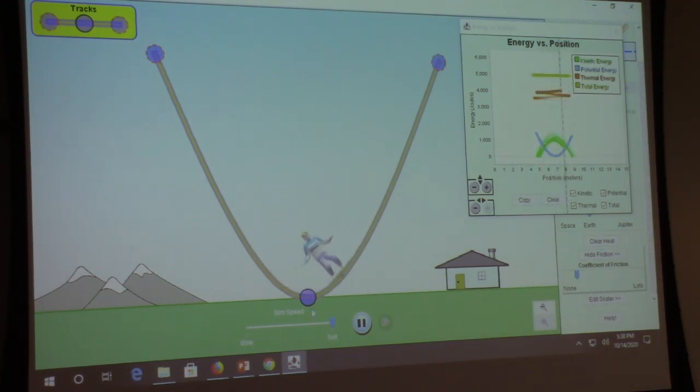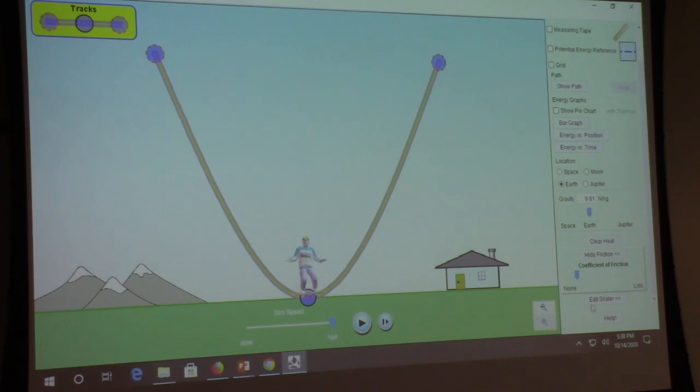Okay. Let me actually reset this. And then we'll get rid of friction again. So this is on the Earth. See the reset button. So the guy's still moving a little bit. All right. There you go. Let's change this to somewhere else. Maybe the moon.